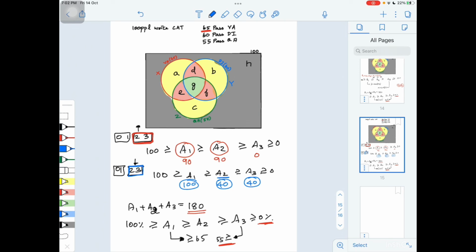So this is how we can go and solve problems related to what is the maximum value of at least 2 overlapping region, what is the minimum value of at least 2 overlapping region, etc., etc. Let's look at some more problems in the next page.